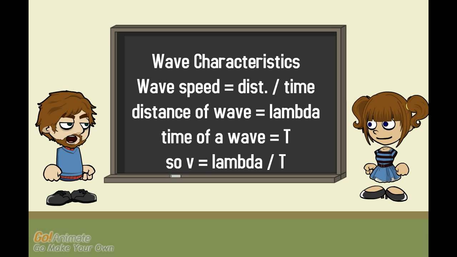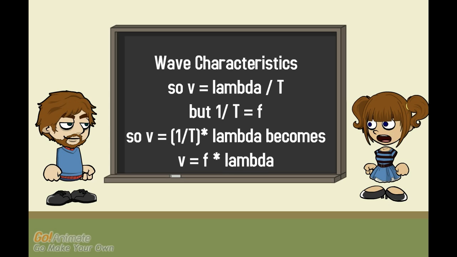We can define the speed of a wave just like any other speed. We need a wave distance, we'll use the wavelength, and a wave time, we'll use the period. Speed equals distance over time, so for a wave, speed equals wavelength divided by period. But, since frequency is 1 divided by the period, we can substitute in this equation to get wave speed equals frequency times wavelength.